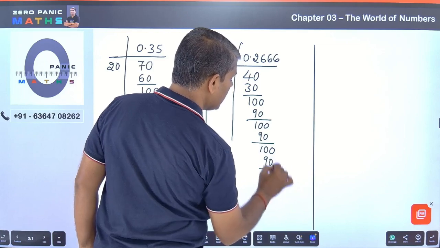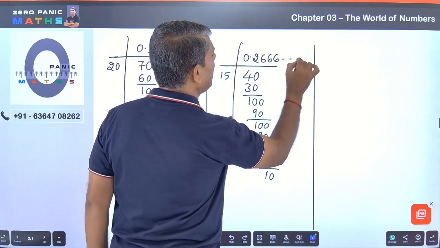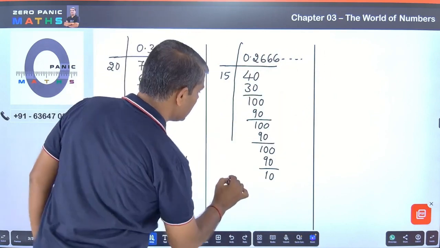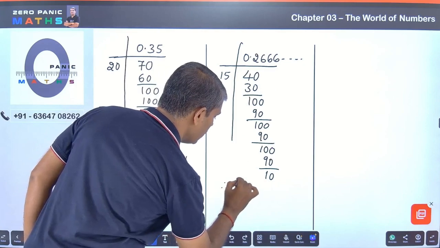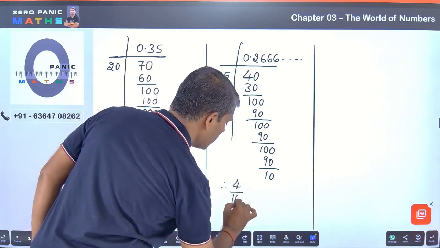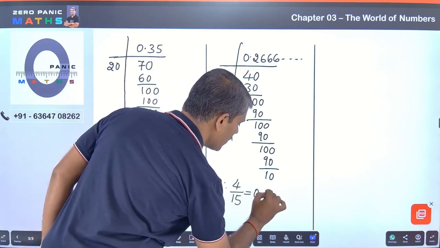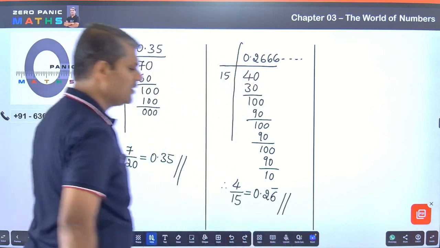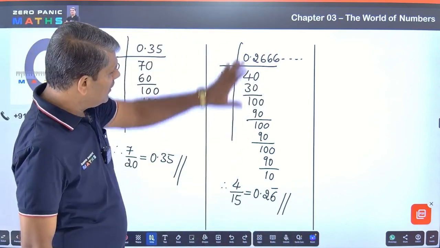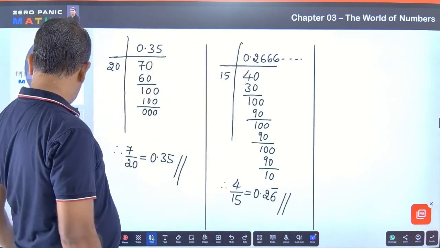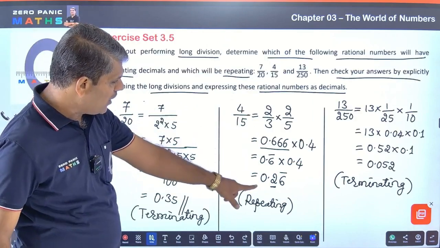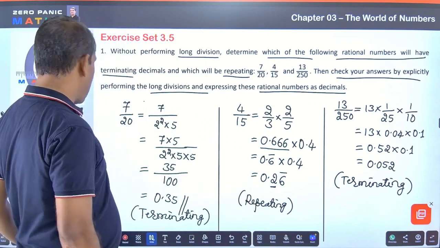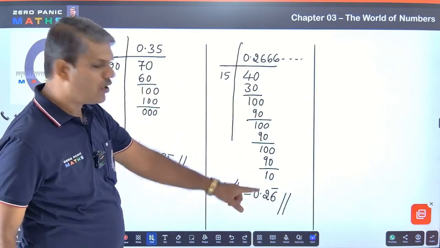So this process continues, and it will give me 0.2 and the digit 6 repeated. What is that value? 4 by 15 is equal to 0.2 with the 6 repeated. So this is how I confirmed this by the long division process. You understood this, right? This is how I did it without the long division process, but this value I'm verifying by the long division process.